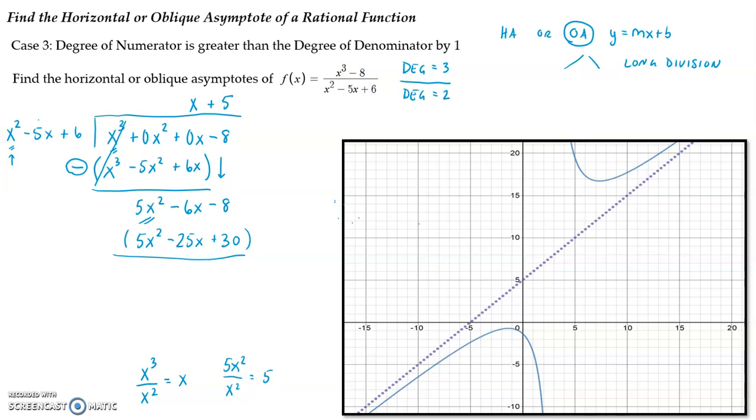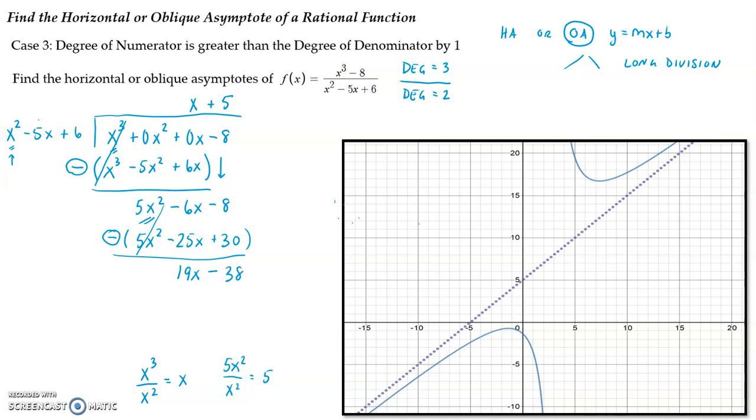And we'll go ahead and subtract each of those. The 5x squareds are going to subtract to give us 0. Then we've got negative 6x minus a negative 25x. Your subtraction sign here and that negative in front of the 25, it's like making it a positive. Negative 6 plus 25 is going to give us a positive 19x. And we've got negative 8 minus 30, which will be a minus 38.